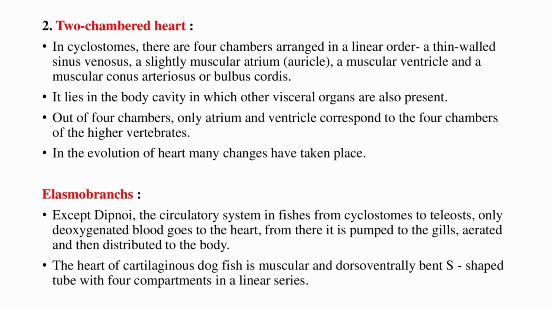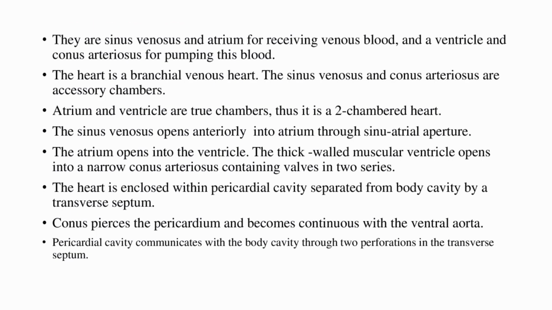The heart of cartilaginous dogfish is muscular and dorsoventrally bent, S-shaped tube with 4 compartments in a linear series. They are sinus venosus and atrium for receiving venous blood, and a ventricle and conus arteriosus for pumping this blood. The heart is a branchial venous heart. The sinus venosus and conus arteriosus are accessory chambers. Atrium and ventricle are 2 chambers, thus it is a 2-chambered heart.